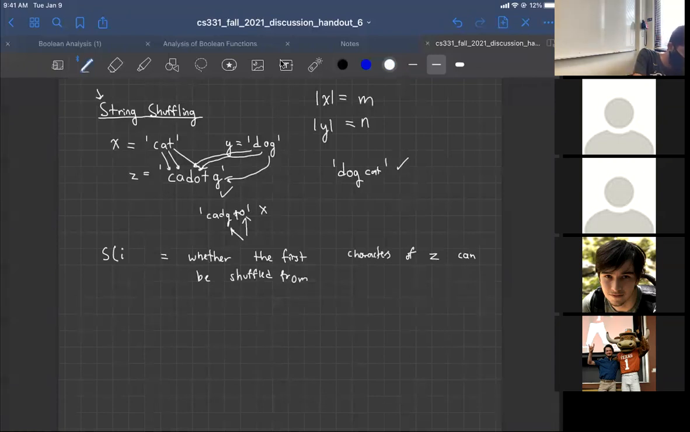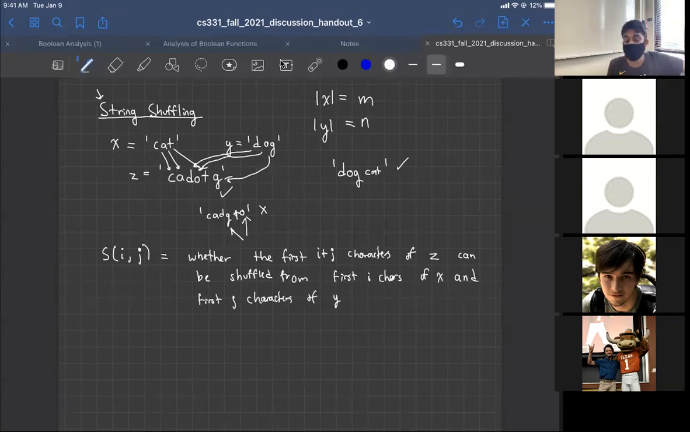We do I comma J. So we get whether the first I plus J characters of Z can be shuffled from the first I characters of X and the first J characters of Y. Here we're maintaining information at every point in the subproblem of how many characters come from X and how many characters come from Y. So for this particular problem, let's say Z is cat, dog.